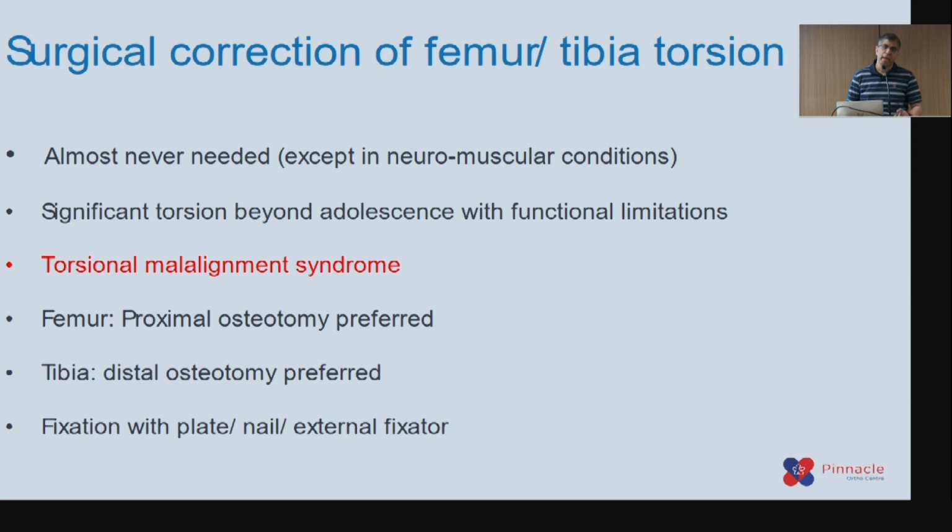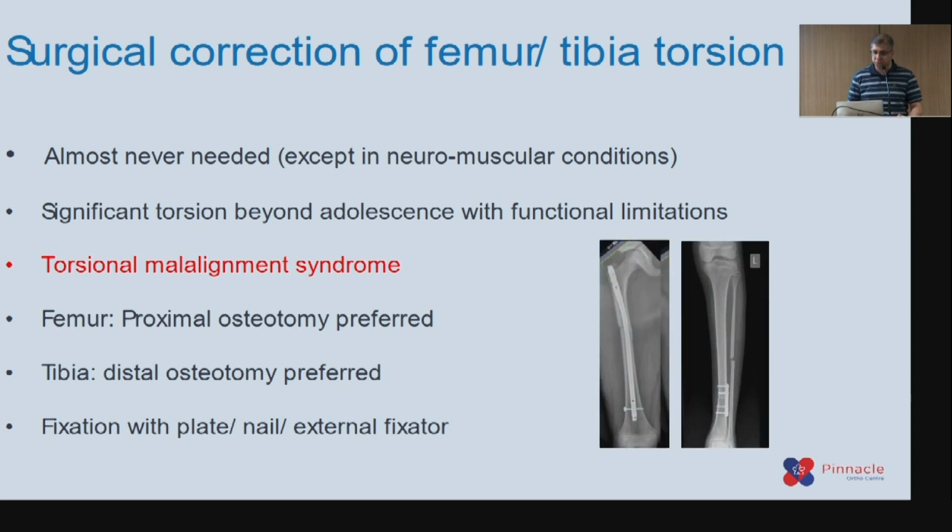If you want to correct a femoral torsional abnormality, a proximal osteotomy is preferred, whereas in a tibia, the distal derotation osteotomy should be preferred. The reason for this is you don't want to do the osteotomies closer to the knee and interfere with the extensor mechanism of the knee joint. Fixation can be either with a plate, nail, or external fixator depending upon the preference of the surgeon. So these are an example. This is a proximal femoral derotation osteotomy fixed with nail, and to the right is a tibia derotation osteotomy that has been fixed with a plate.